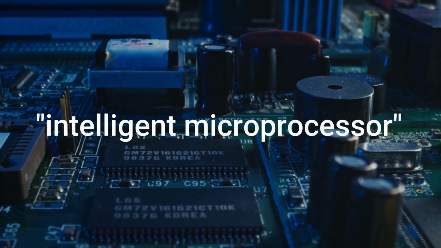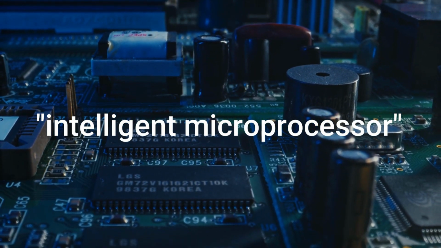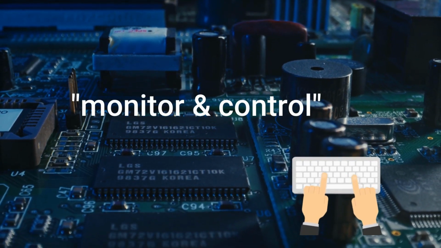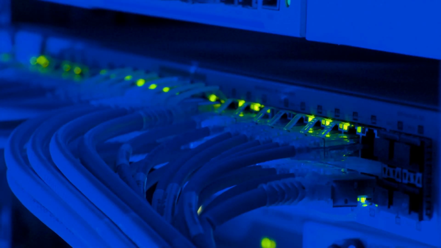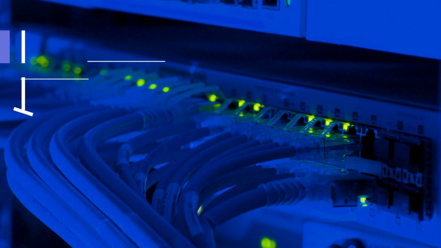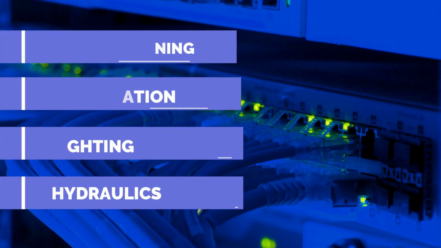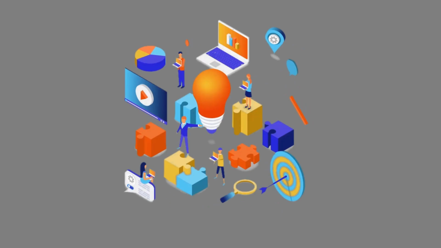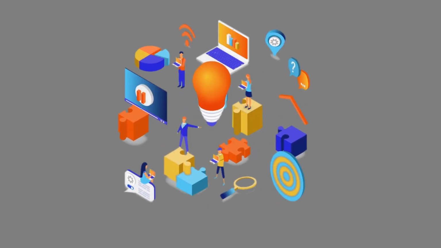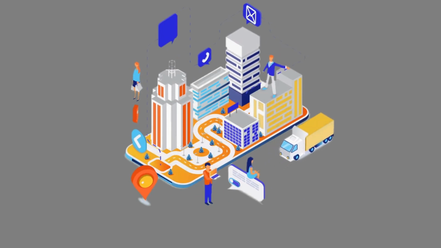BMS are intelligent microprocessor-based controller networks installed to monitor and control a building's technical systems and services such as air conditioning, ventilation, lighting, and hydraulics. To put it more precisely, they connect the functionality of several pieces of building equipment so that they perform as a single and integrated whole.